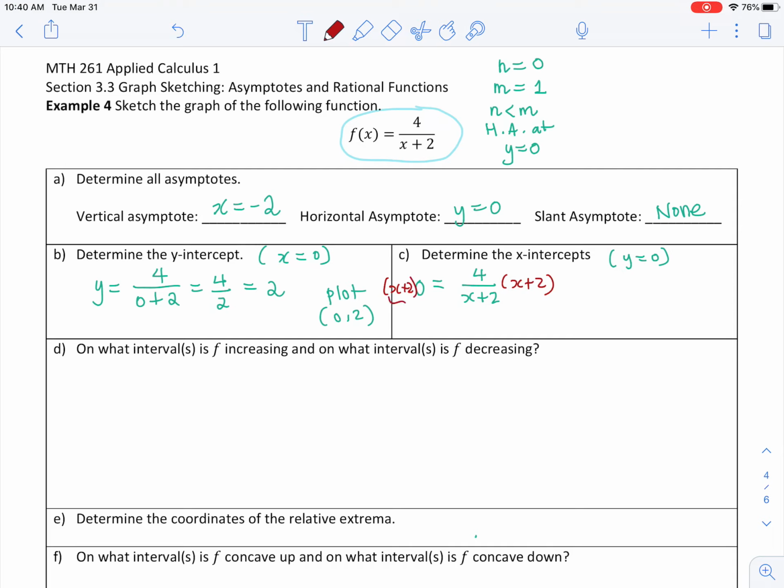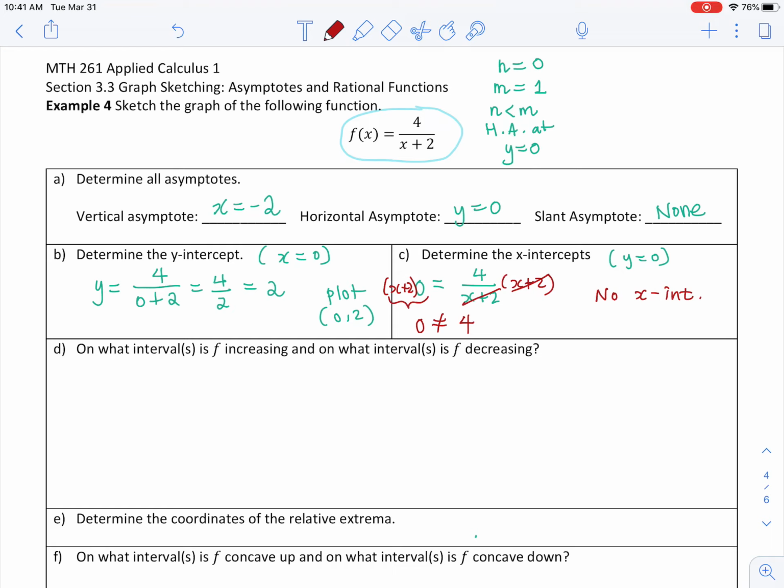What happened to the left side? This will multiply and give you 0. Cancel, cancel, you get 4 on the right side. Uh-oh, will we ever hit 0? Looks like we're not going to. So we have no x-intercept.